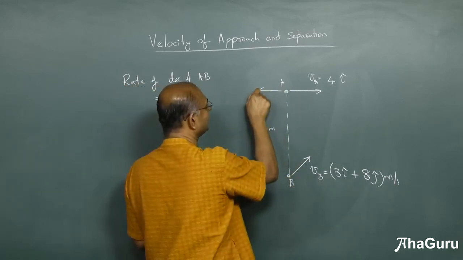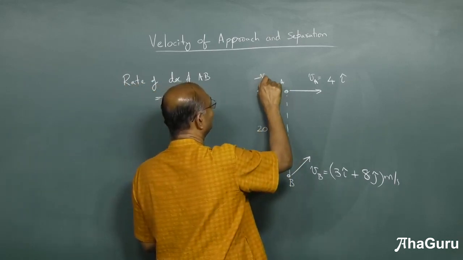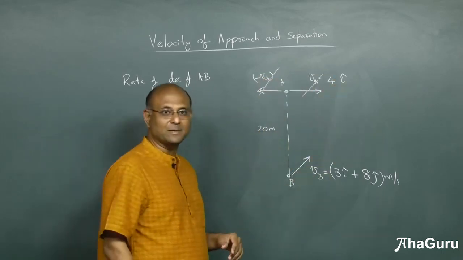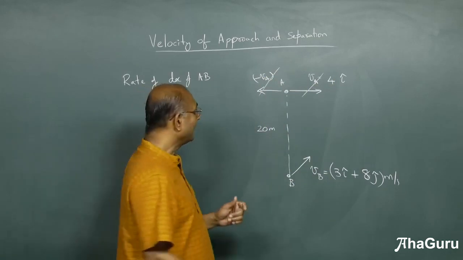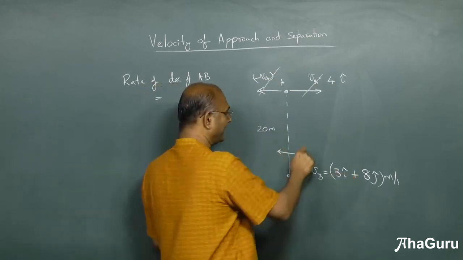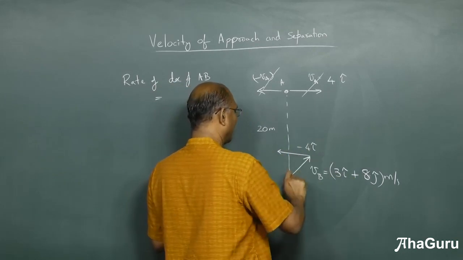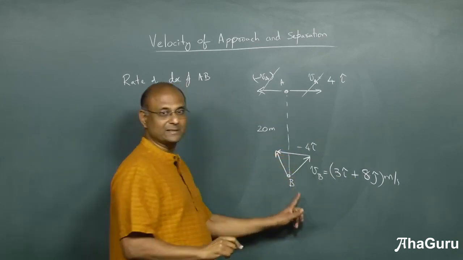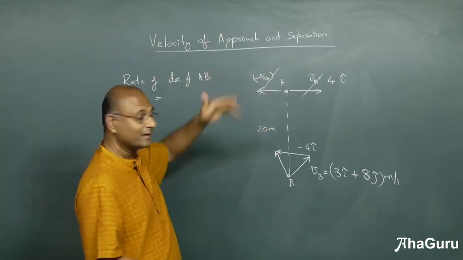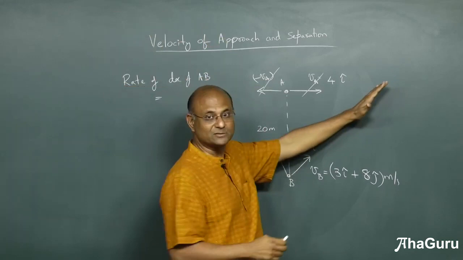How do we make A at rest? You add a minus VA, which is minus 4i, then this will cancel out, so A's velocity becomes 0. And you have to add a minus 4i like this, right? If I add a minus 4i cap, B's velocity becomes something like this. So A says B is going like this. You will be saying B is going this way.